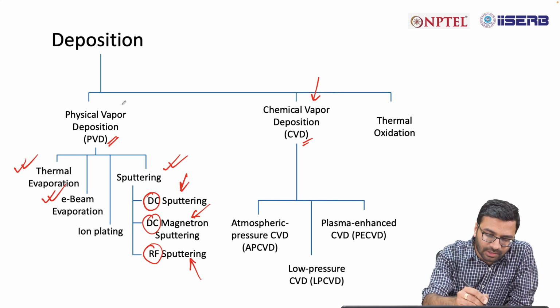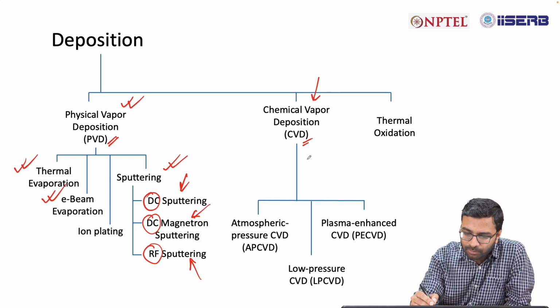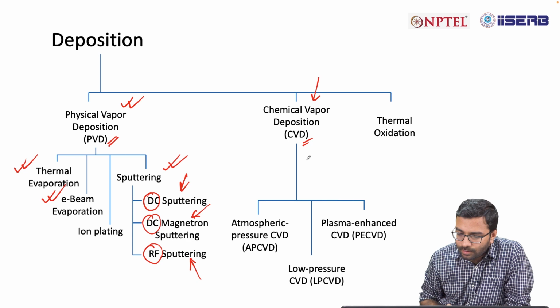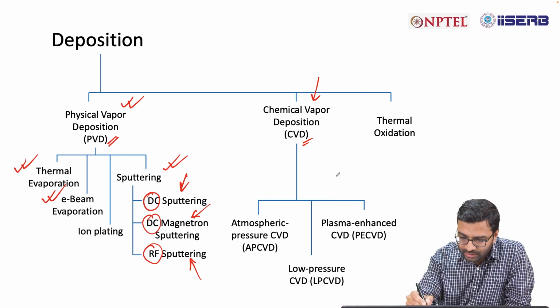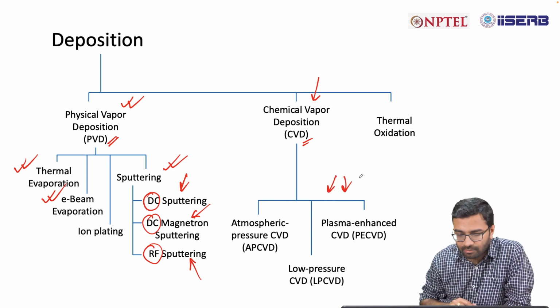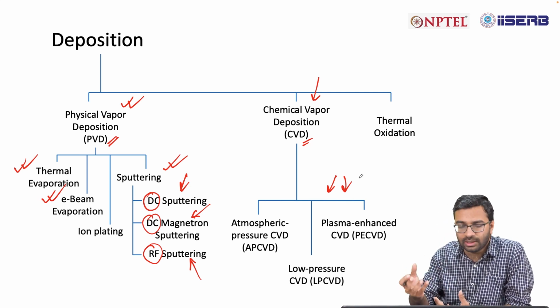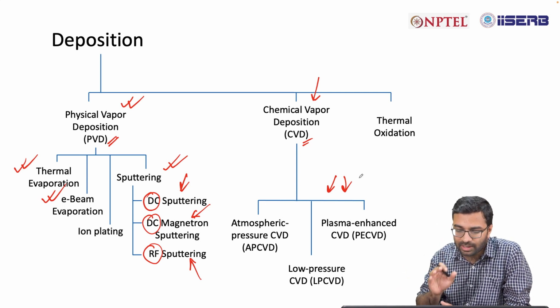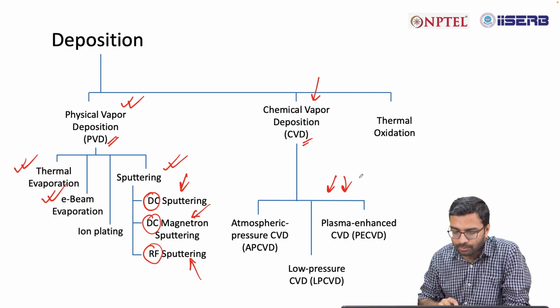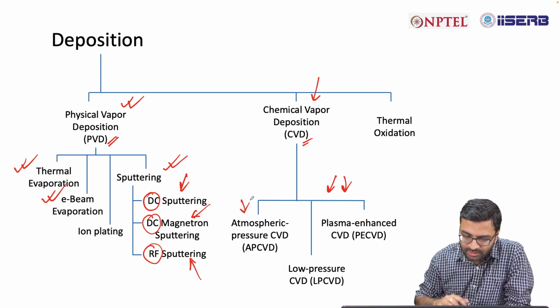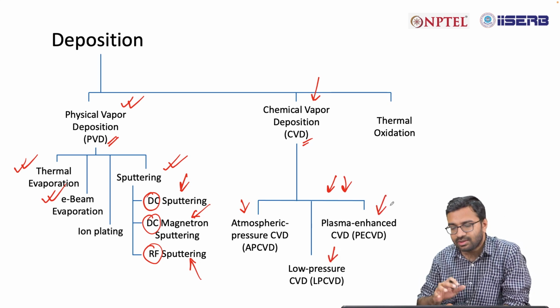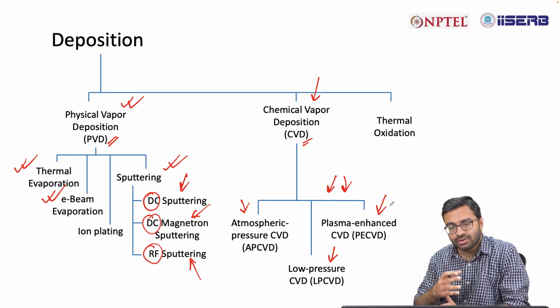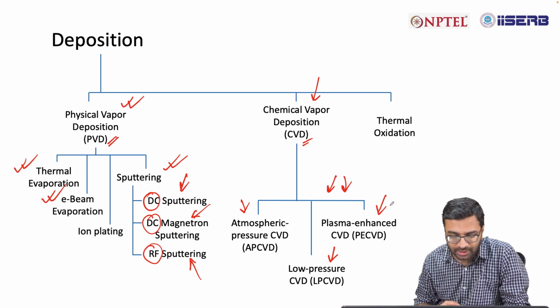Just like physical vapor deposition, in chemical vapor deposition also you will find there are various types of techniques. Here I have listed three. There are a few other chemical vapor deposition techniques as well, but the widely used ones are atmospheric pressure CVD, low pressure CVD, and plasma enhanced CVD. These are the three major classifications of chemical vapor deposition.